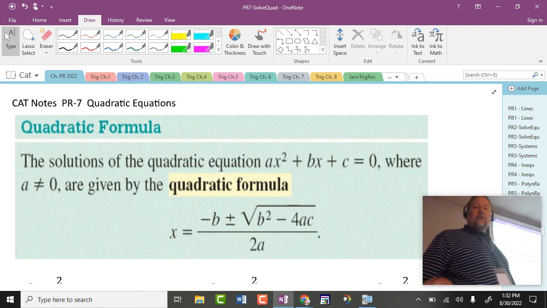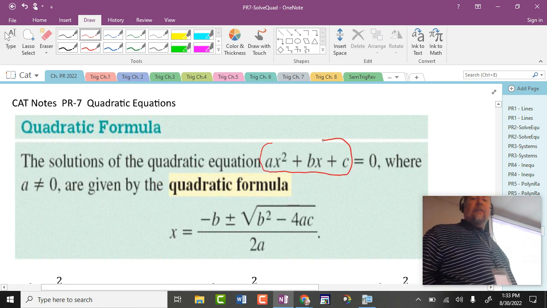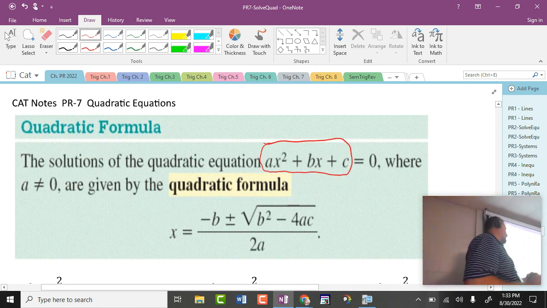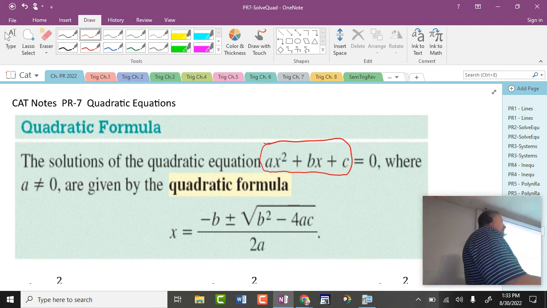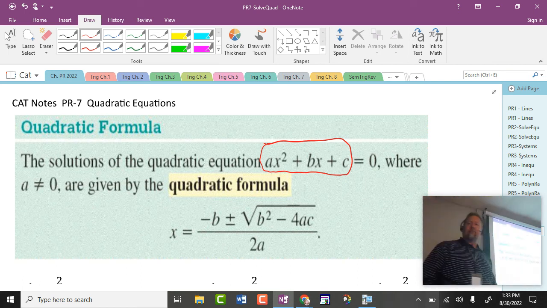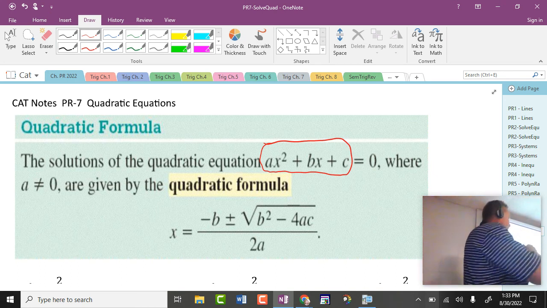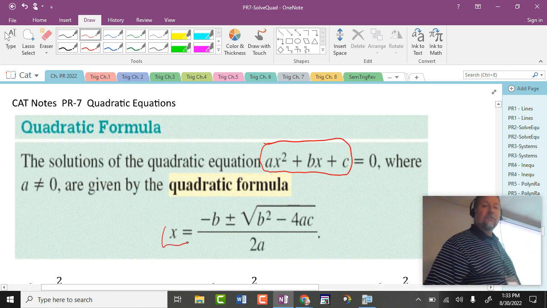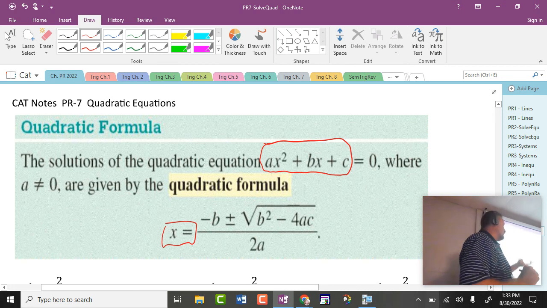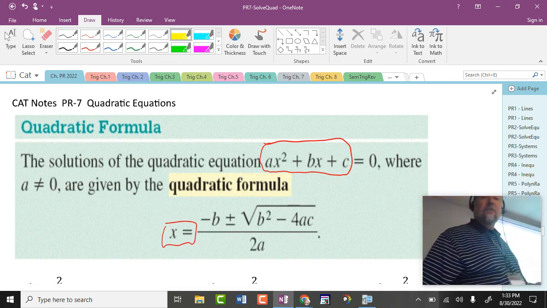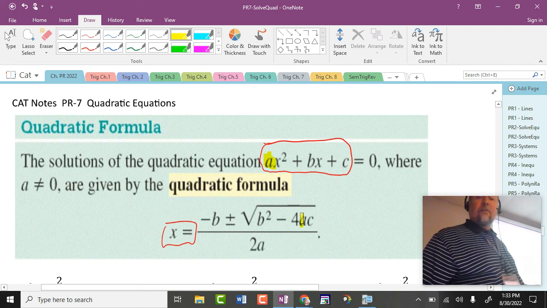I used to bore CAT students by deriving where this comes from. Just trust that it comes from a legitimate math process called completing the square, which Math 2 honors did for a couple different things, like conic sections. And then this is what results. So yes, x equals that. And these are just the coefficients in front of each variable. There's where a is. That's where that belongs.